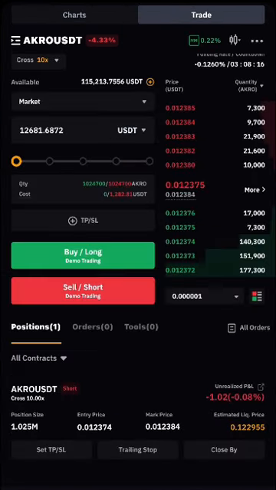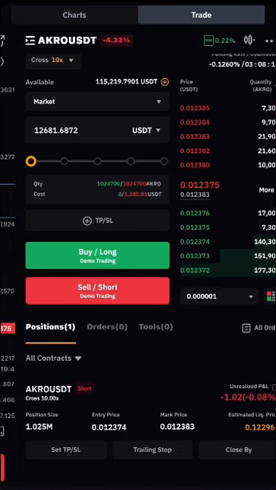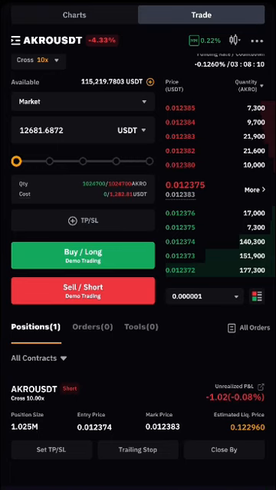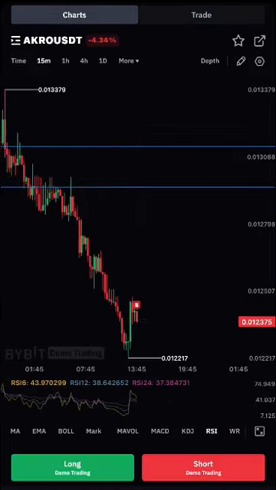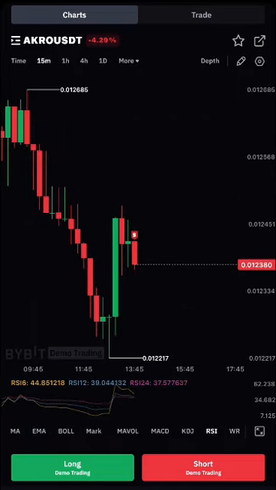Look at where you entered the market. Look at something down here: position size, entry price, mark price. It is entry price. This is the price where you entered the market, 0.012374. So you come to the charts. Now the market is at 0.012380, but we entered at 0.012374.